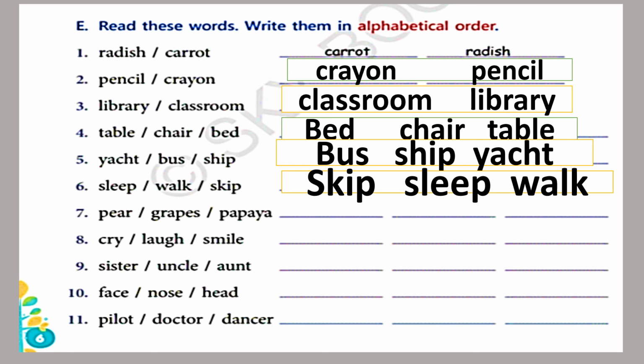The sixth one is sleep, walk, sip. Now there are two words that have same letter S. So what we'll do, we'll see the second letter. So the second letters are K and L. So which comes first? Yes, K comes first. So sit, sleep and walk. I hope you understood. The remaining you have to do yourself.